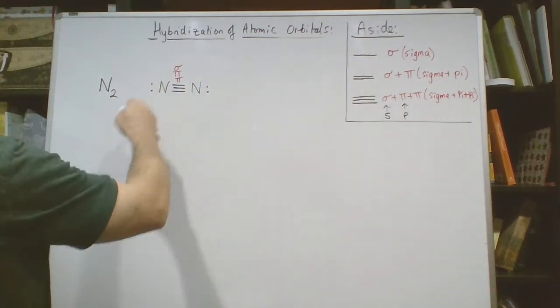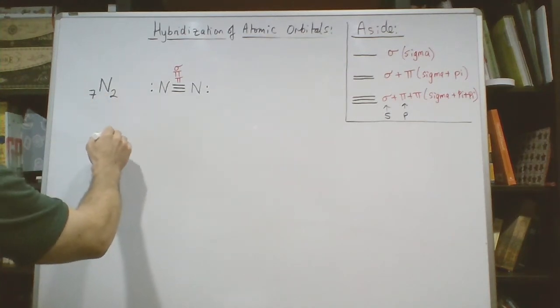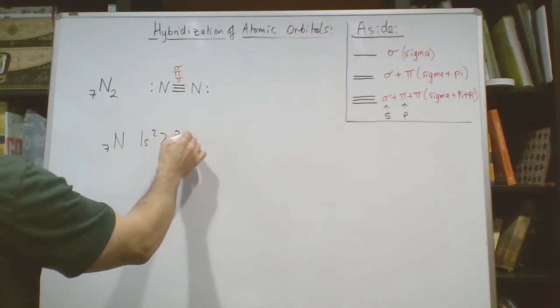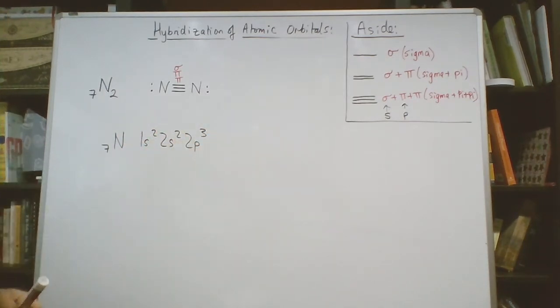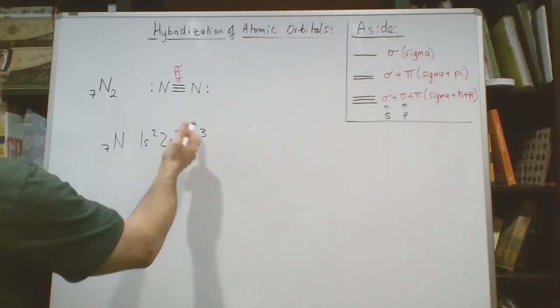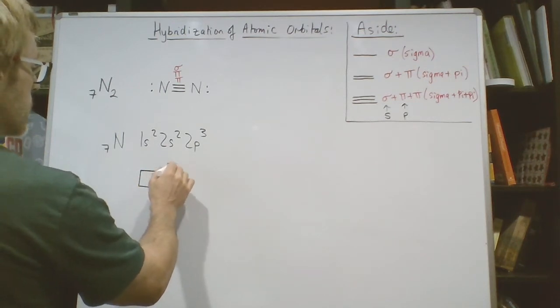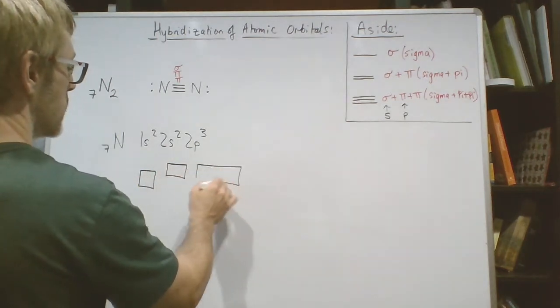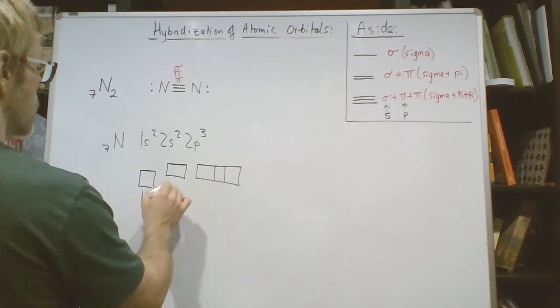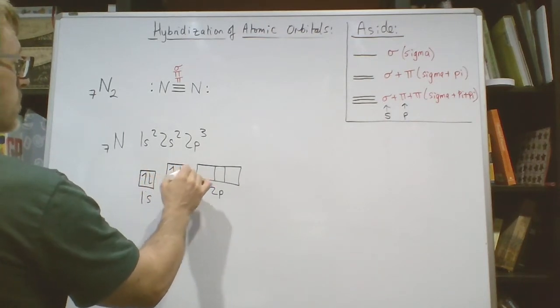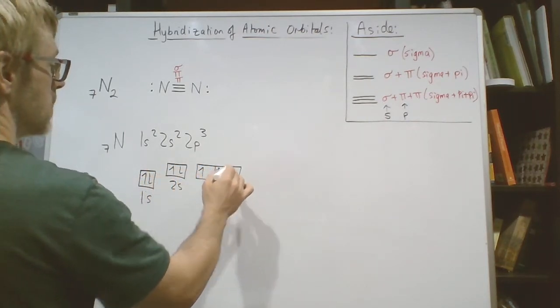So we have no choice but to look at nitrogen with its 7 electrons. So nitrogen is 1s2, 2s2, 2p3. Again, I've got an issue. I don't have any 90-degree bond angles here, so I need to hybridize. So let's look at the atomic orbitals. 1s, 2s, 2p. Hund, Pauli, Hund, Pauli, Hund, Hund, Hund.